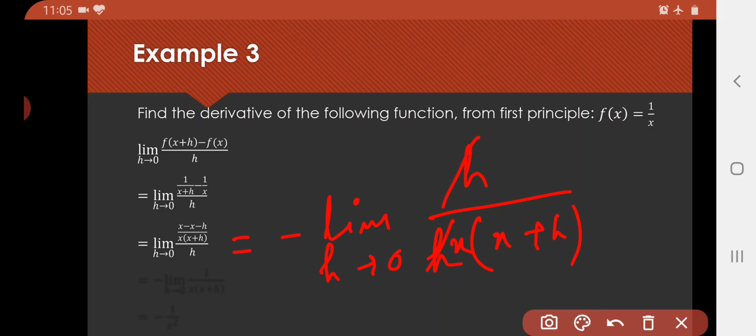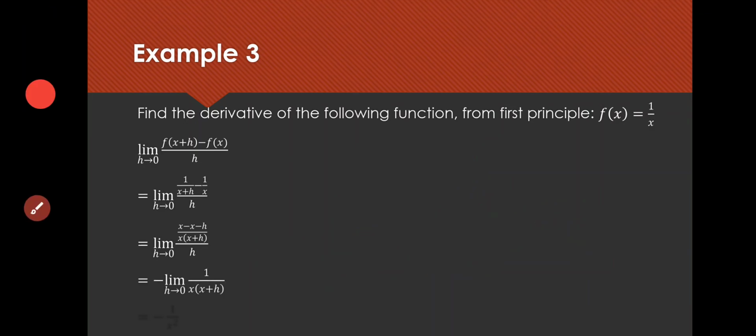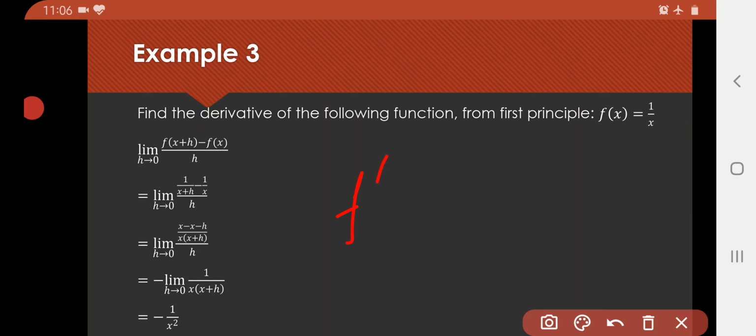So this h gets cancelled, and you are left with minus limit h tends to 0 of 1 by x into x plus h. Fine. This is what I get. Now I can see I can directly put the value of h as 0. If I put h as 0, my answer is minus 1 by x square. So therefore f dash x is equals to minus 1 by x square. Fine. Simple. Now let us move to the next problem, the last one, problem number 4.